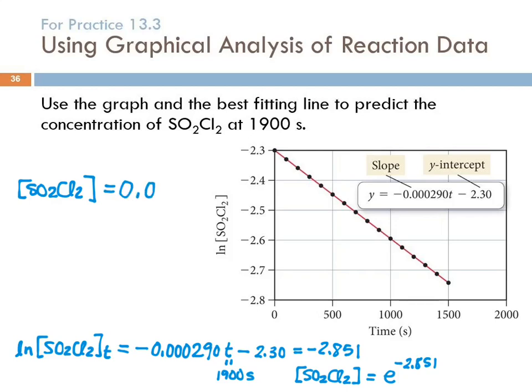0.0578. How many sig figs should I put on this? How many was on the original data? 3? Then we should probably go with 3. 0.0578. And what's the units on that? Molarity.